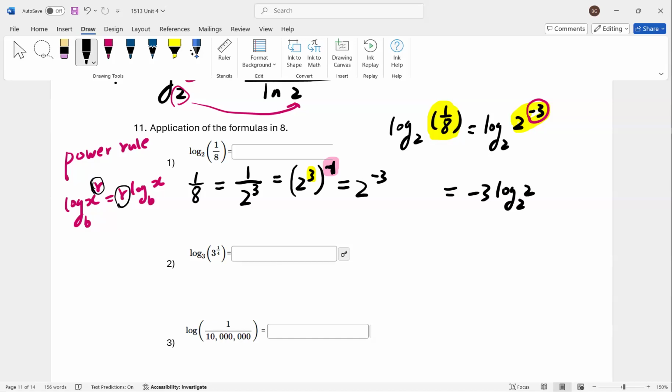So the yellow argument is an exponential expression. The exponent is -3. So by the power rule, we can move the exponent -3 in front of the log. -3 log 2. So far so good?